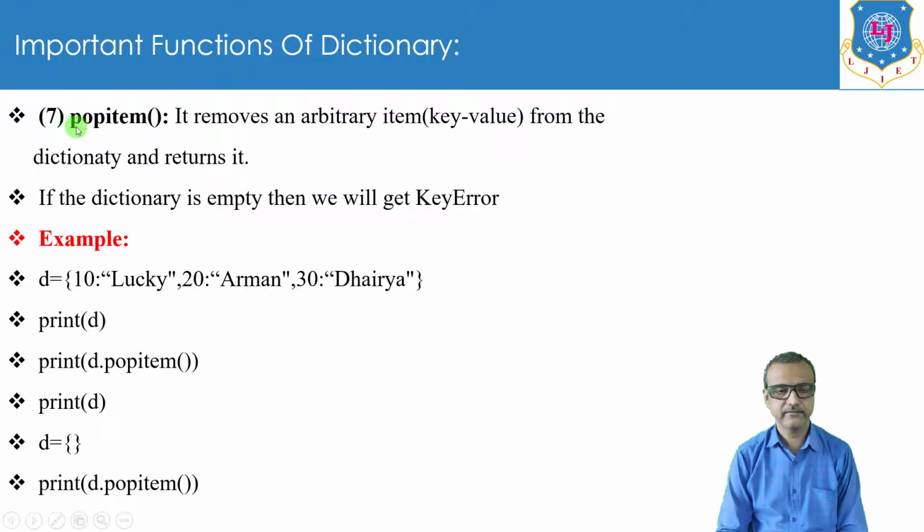Now we have the next function, that is popitem. What this function will do is remove an arbitrary item, that is a key value pair, from the dictionary and return it. If the dictionary is empty, then we will get a KeyError. Now I will make you understand this function with the help of an example.